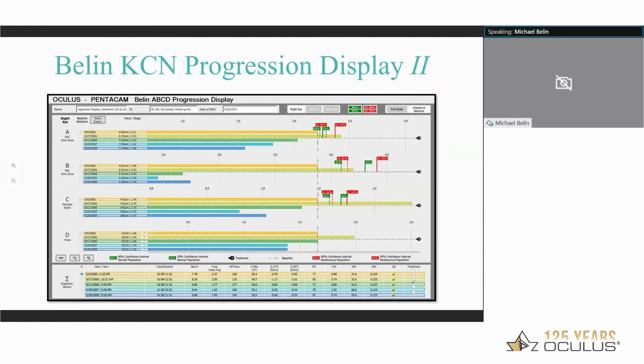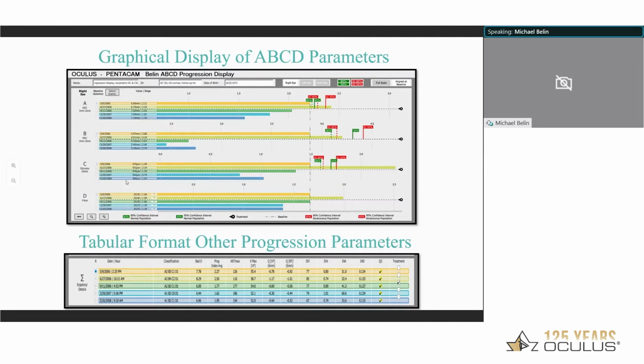And this is the second iteration. Hopefully all of you have updated software. And this is the current Belin Keratoconus progression display. We'll go over different features of this display now. The top part here is the graphical analysis of each of the 4 parameters, A, B, C, D. Again, I want to stress that D is not machine generated. It's a subjective measurement that the operator has to enter. If they don't, it won't appear. And again, confidence intervals do not appear for a subjective measurement.